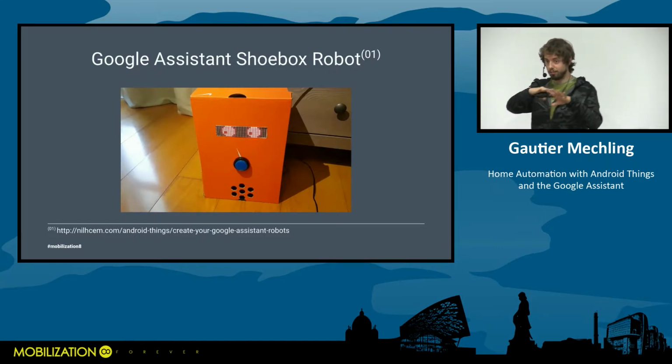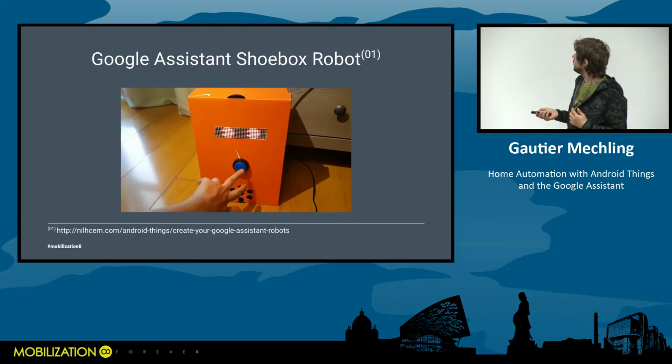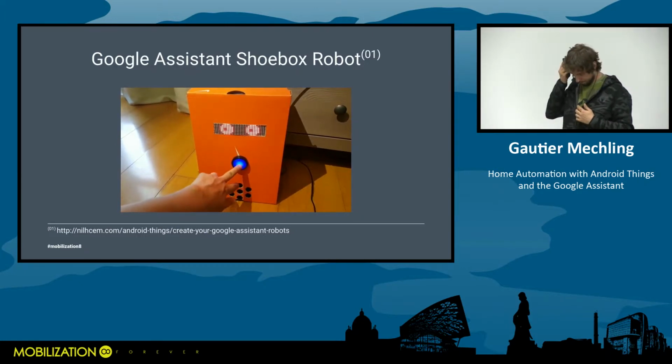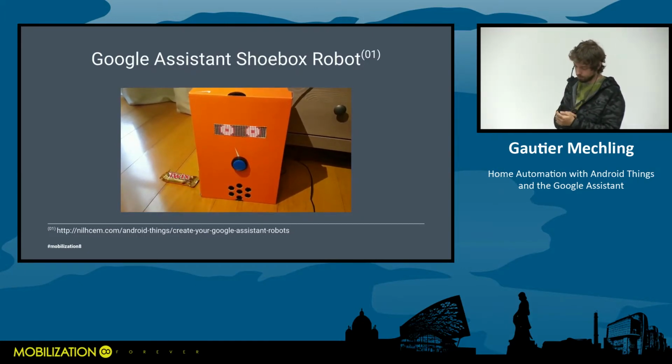It's a robot made of a shoebox, embedding the Google Assistant, so I can ask it to give me some chocolates. Give me a chocolate bar. Here you are.